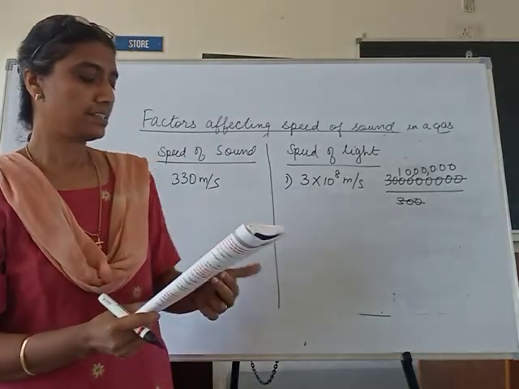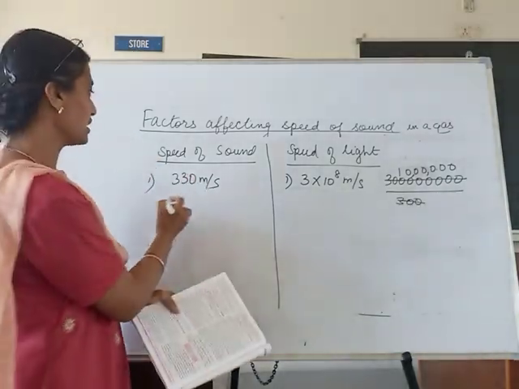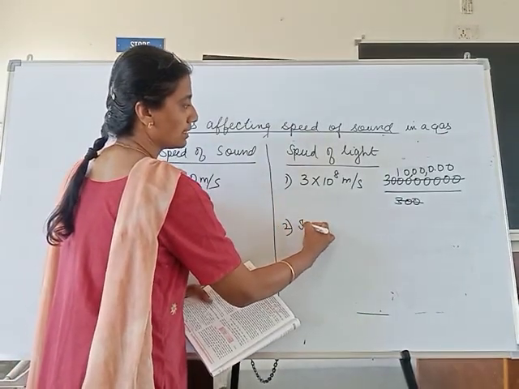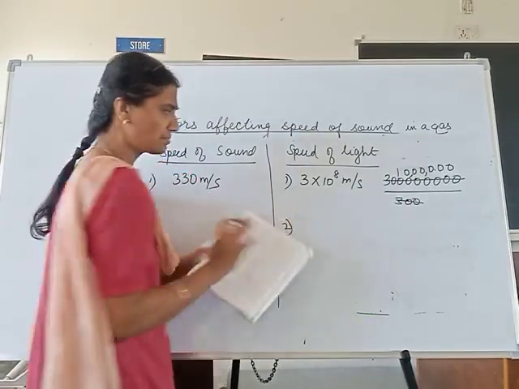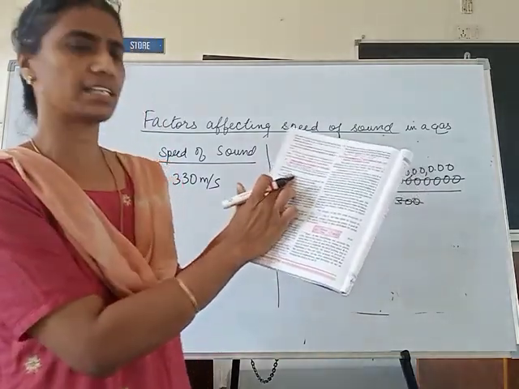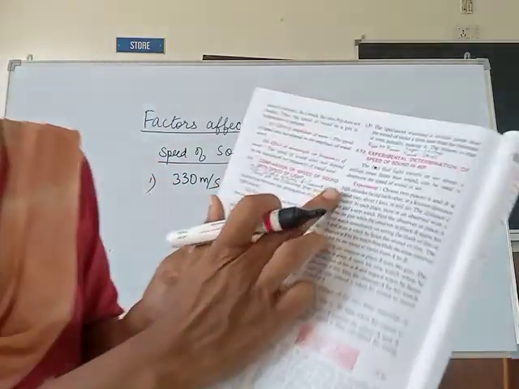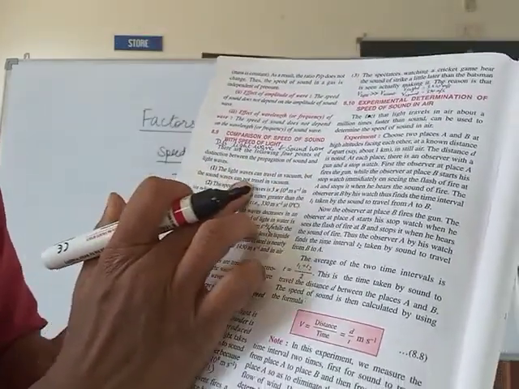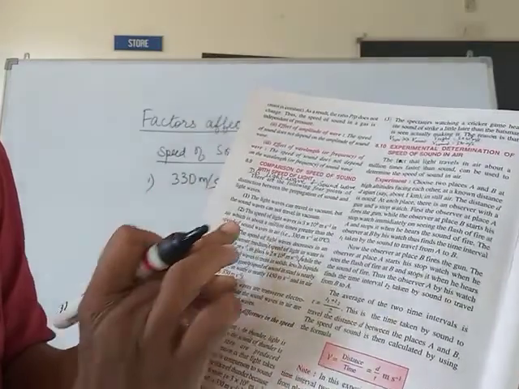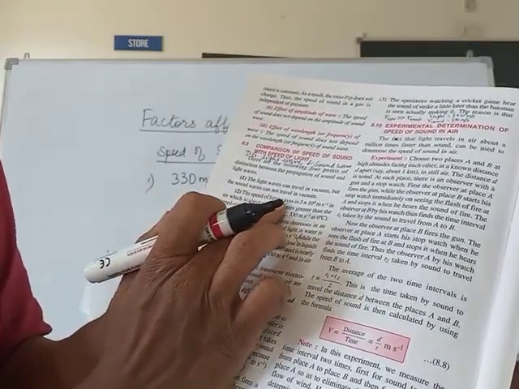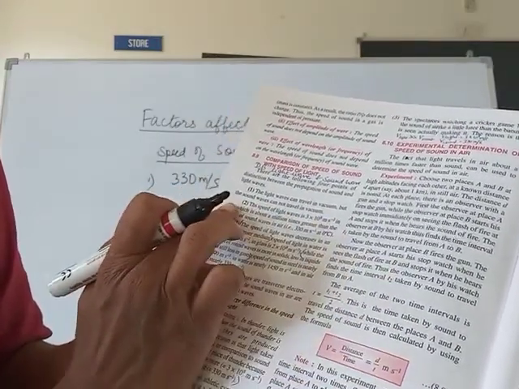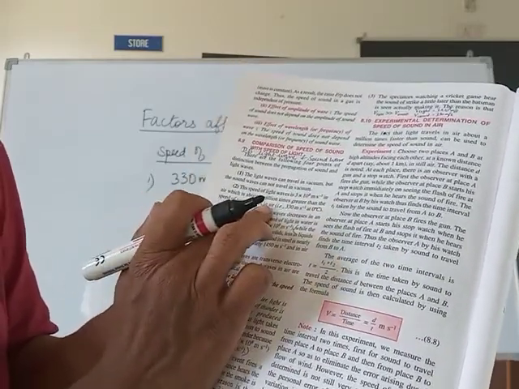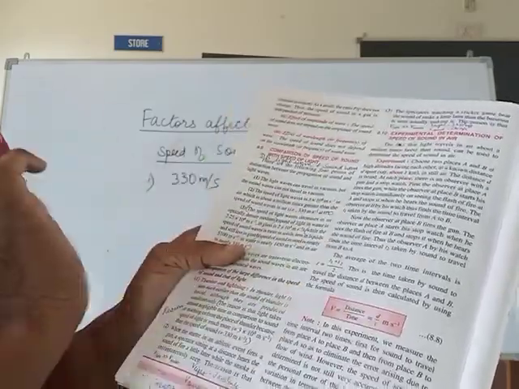Okay. Then the second point is light can travel in vacuum. I'm not writing everything. You can just mark it. Difference between light wave and sound wave. First point, the light waves can travel in vacuum, but sound wave cannot travel in vacuum. Second point, speed of light wave is 3 into 10 power 8 meter per second in air, which is about a million times greater than the speed of sound wave in air.